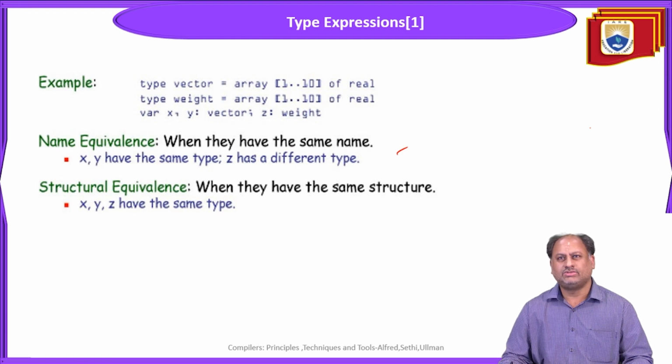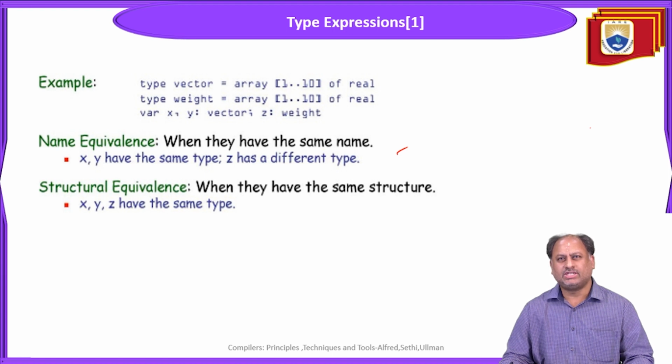So in this example also we have seen how both X and Y have equivalence with the type expressions of array type, that is vector. And Z is also of array type, but it is a different type, that is weight type. So that's why they are not name equivalent with X and Y. Z is not name equivalent, whereas X and Y together are name equivalent. Why? Because they are of the same type notation. Even though it is an array, the type defined is vector type, so they are name equivalent.